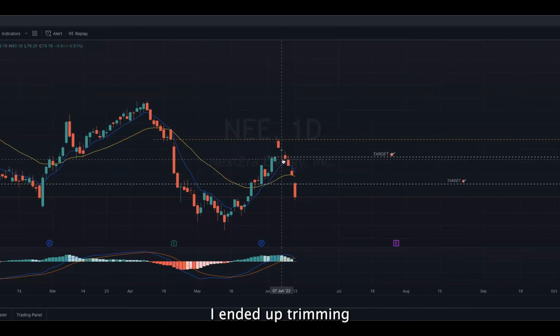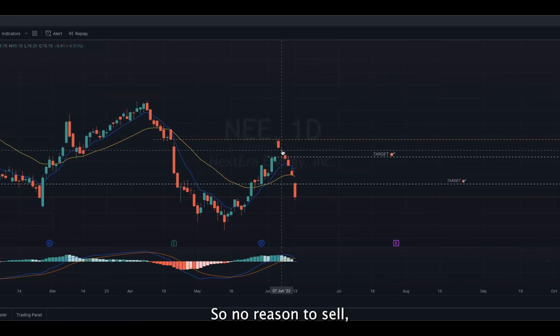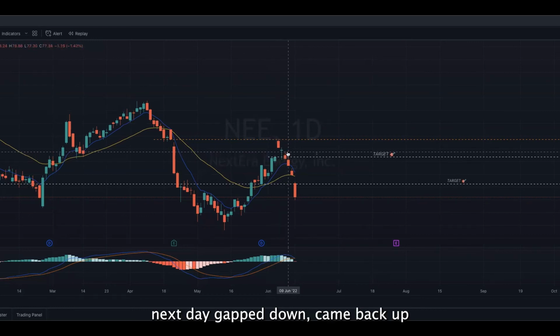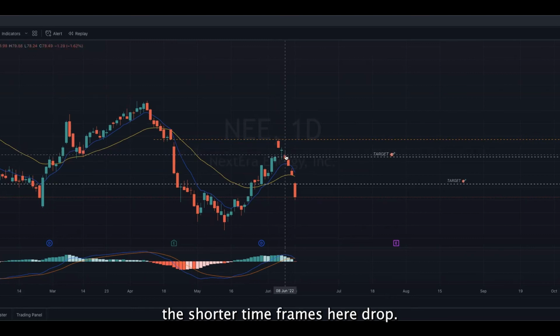But guess what I did? I ended up trimming a quarter down here, held the rest. We were still up nicely. I think we were up like 40 cents on those premiums, even at the close. So no reason to sell, no reason to close my position. Next day, gap down, came back up, maybe some resistance on the shorter time frames here, drop.